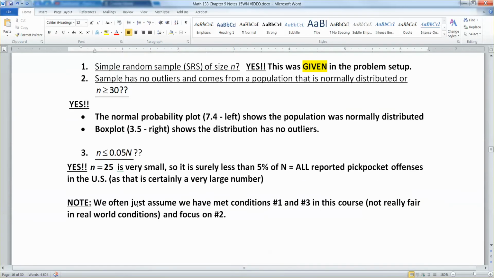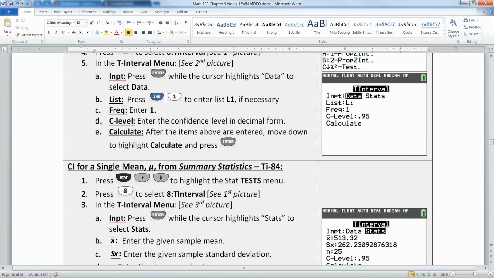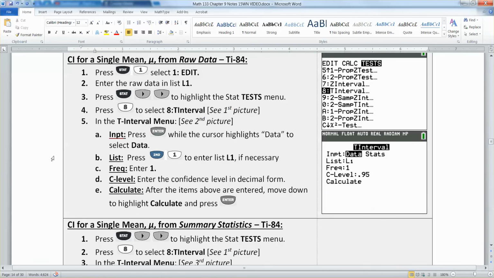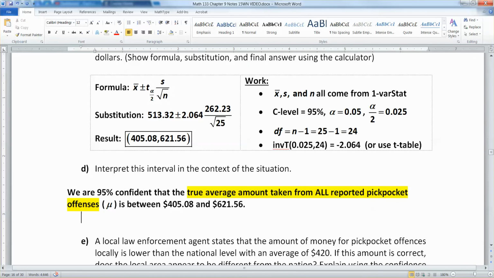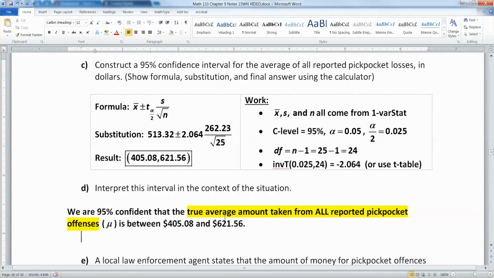So now you know how to use your calculator to do the confidence intervals, which are the instructions right here in these two. One of them uses data, that's the top one, and one of them uses stats, which is the bottom set of instructions. Now, as for how to interpret that interval, well, it works just like it did before. We are 95% confident that the true average amount of all pickpocket offenses in the United States, which is mu, is somewhere between $405.08 and $621.56. As with most math things, you always have to include units if they're available, which they are in this case.